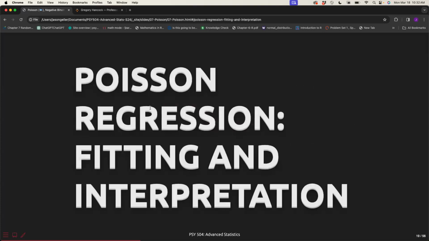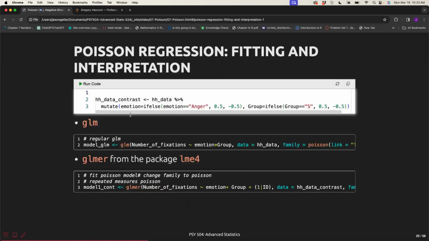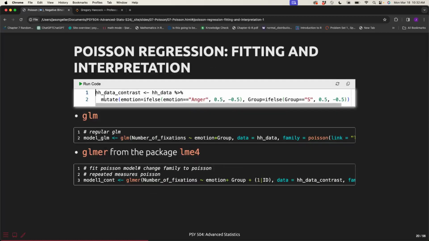So now let's go ahead and fit our model, and I want to go over how we interpret those coefficients. For this particular data set, I'm going to deviation code our emotion and our group variable. So here what I've done is I have taken anger and assigned that to 0.5, and then happy is negative 0.5. And then for the group variable, if you're in the stutterer group, you're going to get 0.5. And if you are in the control group, you're going to get negative 0.5.